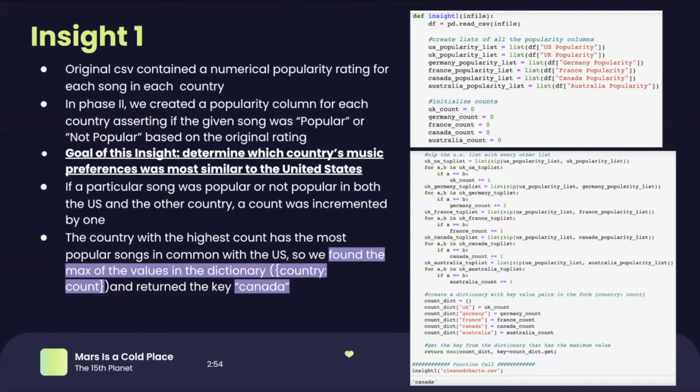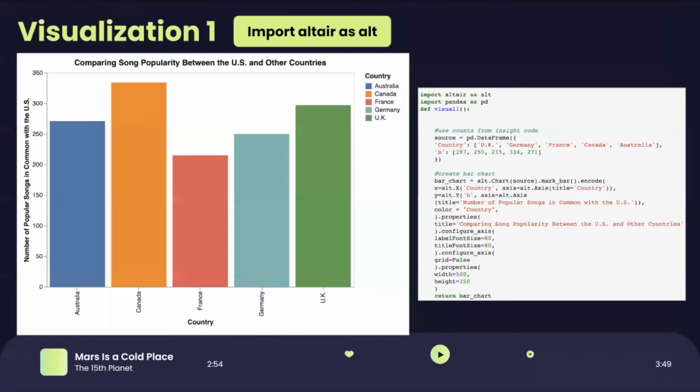We found that Canada has the most common music preferences to the US. This makes sense because the US and Canada are close together geographically and share a common history. We created a bar chart from the results of this insight using the Altair module. As you can see, Canada has the greatest number of popular songs in common with the US, with the UK not far behind.